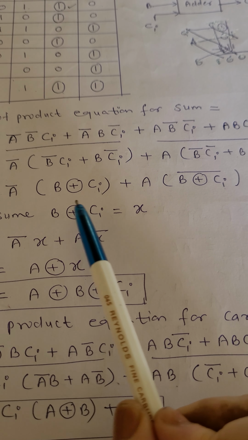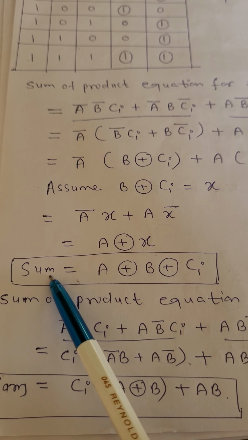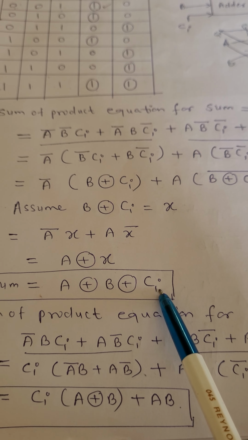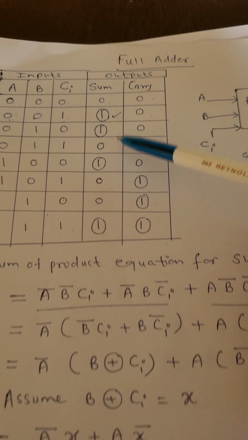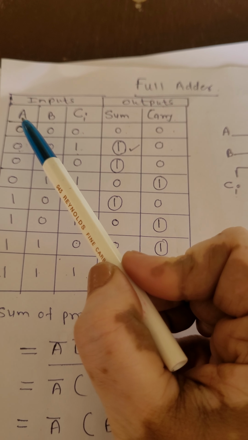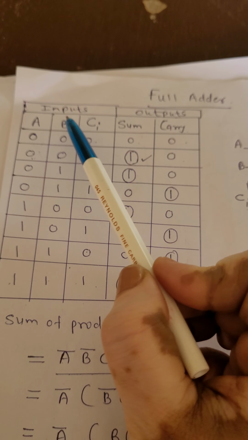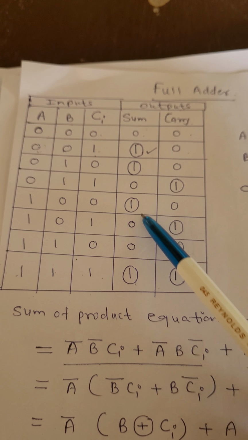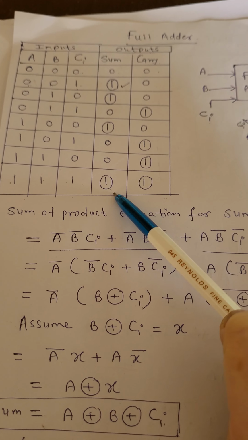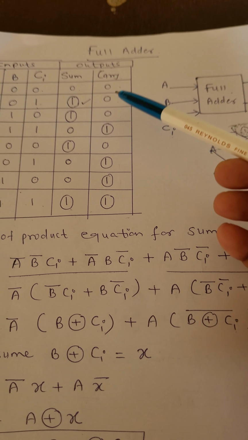So this X will be replaced by B XOR Ci, and so therefore the equation for the sum will come A XOR B XOR Ci. That means to generate this column sum, if I use a XOR gate and do A XOR B XOR C, this column is generated. Now we'll see on the breadboard which gates I need to use. Let me first complete this truth table part.